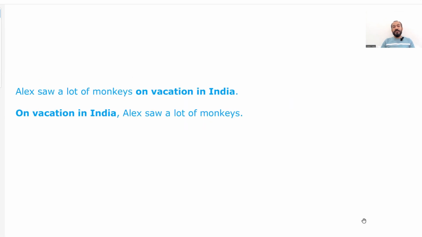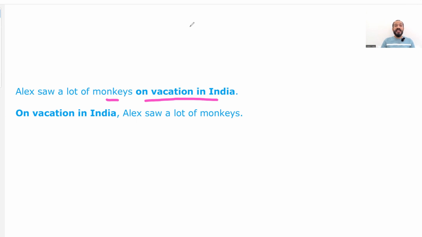Take a look at this example. Alex saw a lot of monkeys on vacation in India. On vacation in India, Alex saw a lot of monkeys. You can easily figure out here the modifier: on vacation in India. In the first example here, on vacation in India is located right next to the monkeys. In the second example, it's located right next to Alex. Being located falsely next to the monkeys gives this wrong meaning of the sentence.